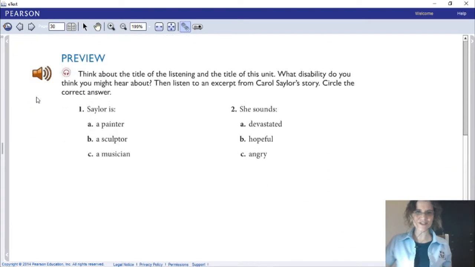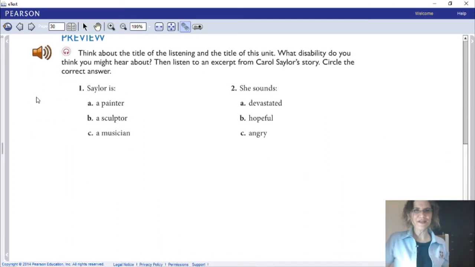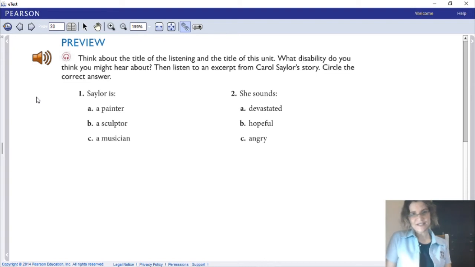Okay, that brings us to previewing. Now, we're going to start a listening, and before we do that, we always preview. Same as we do with a reading, we also do with a listening section. So, think about the title of the listening section that you're going to hear. What is it going to be about?